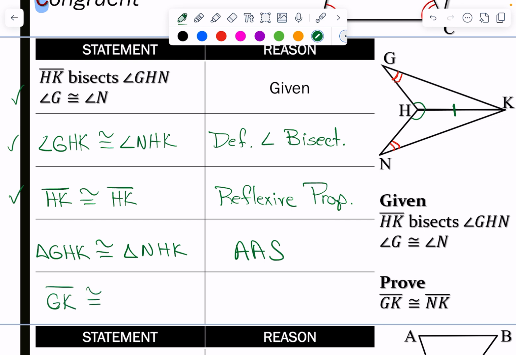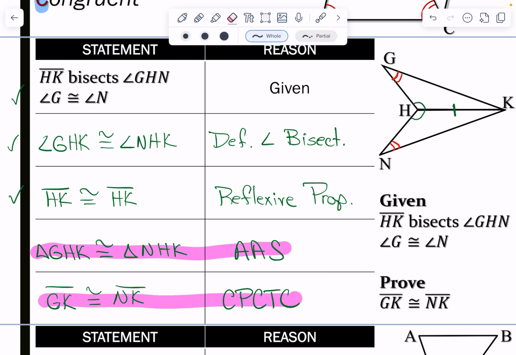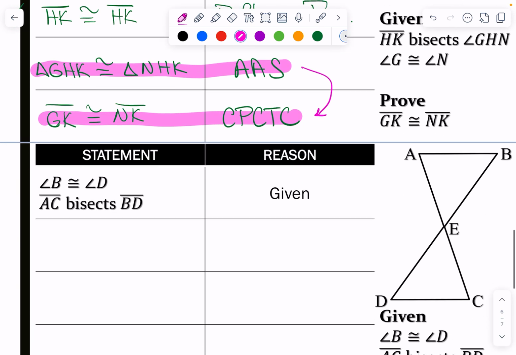So I know GK is congruent to NK. And that is by CPCTC. Now, I just want to show you again, remember, I have triangle congruence, and then that leads me to CPCTC. Okay? So the triangle congruence there leads me to the statement that uses the CPCTC. All right, let's try another one.